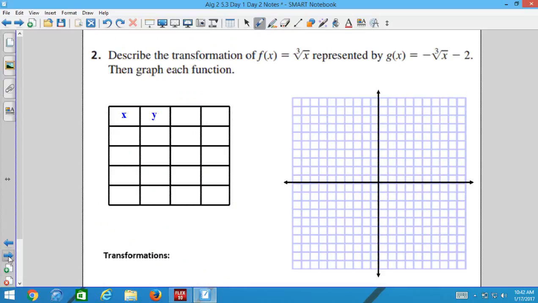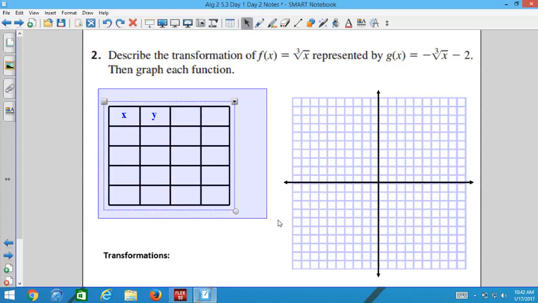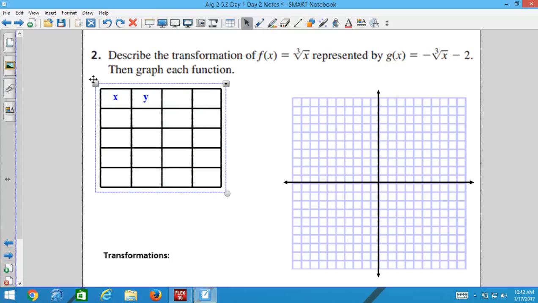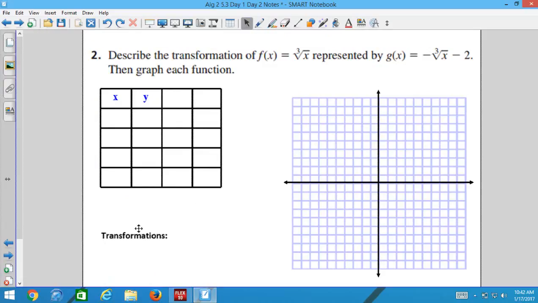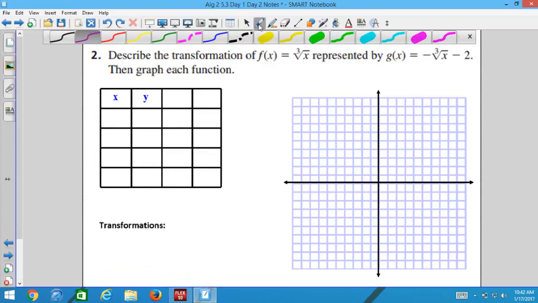For this one, I'm not gonna do all the steps, but let's talk about the transformations and how we would fill out the chart. The first transformation would be what over here? What is giving me a transformation? From the parent function, what's something new? Minus loop.